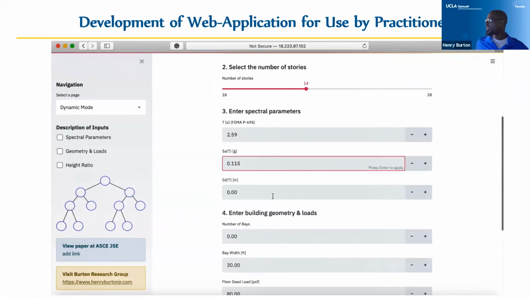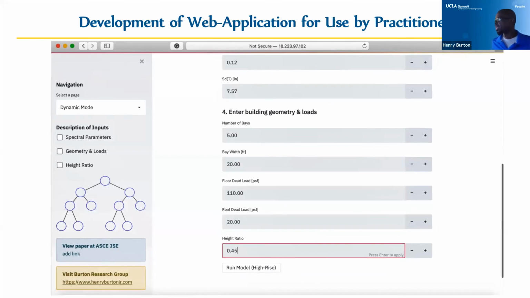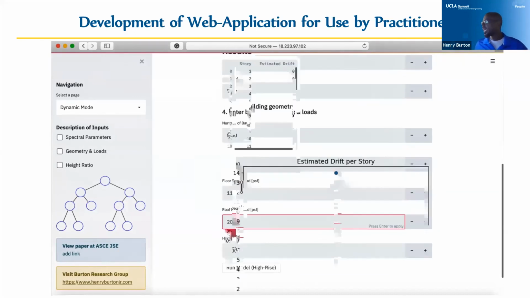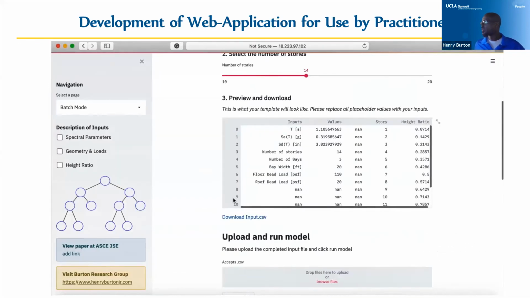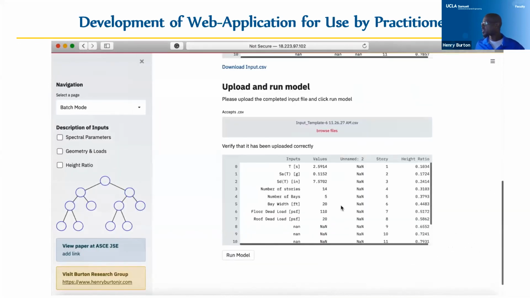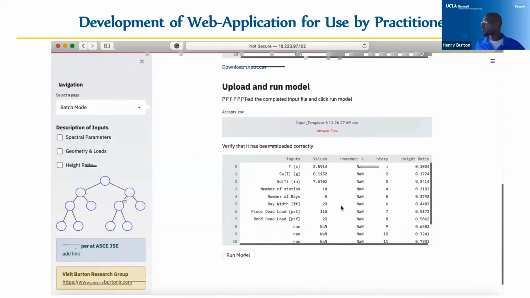You select the number of stories, you put in your spectral parameters, your loading information, other information related to the number of bays, the bay width, and you can get a prediction of the drifts. You can get either a prediction for a single story, or a prediction for the full profile.